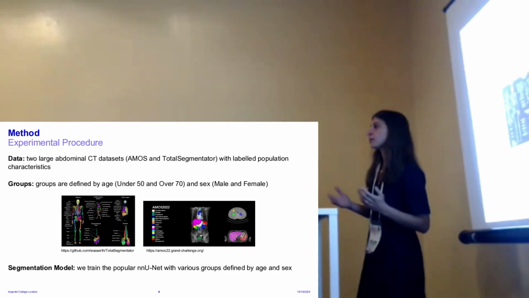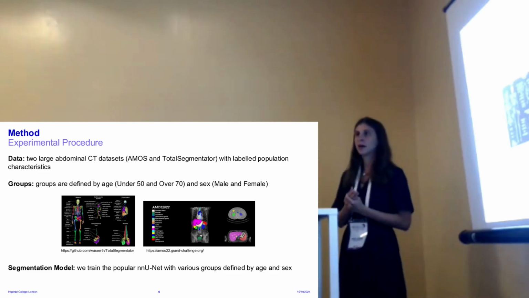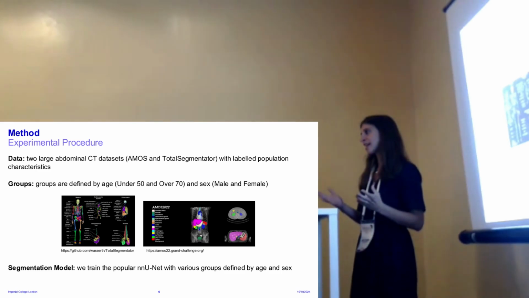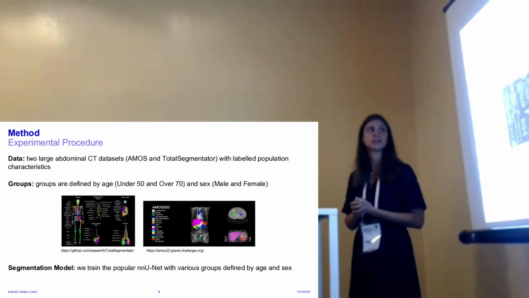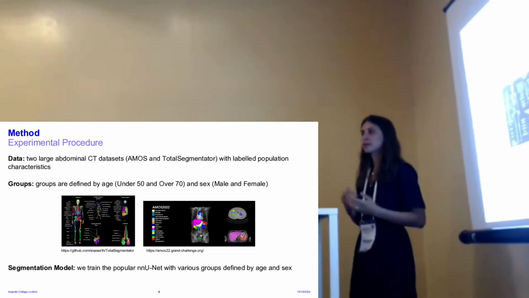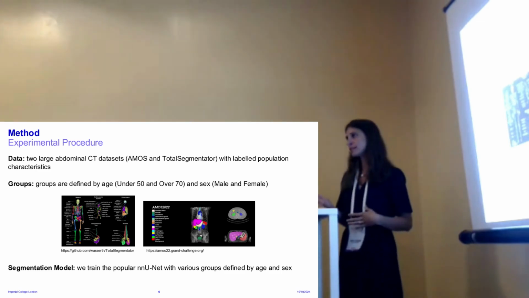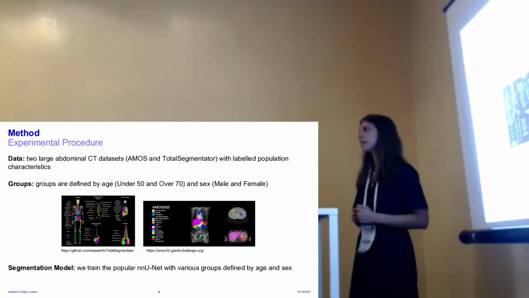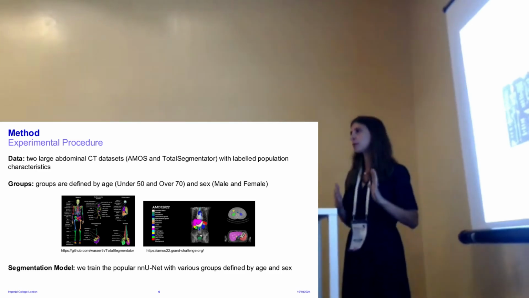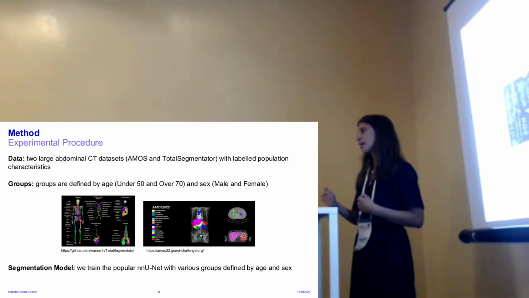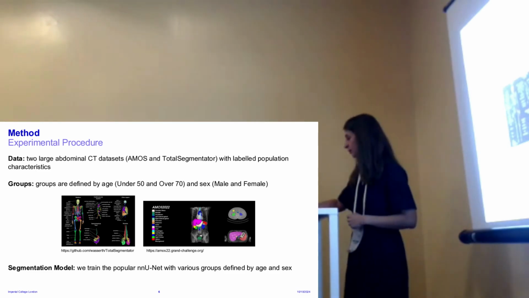So we use two large abdominal data sets, AMOS and TotalSegmentator, you might be familiar with them. The main reason for choosing these is that they are one of few CT abdominal data sets to come with labeled patient characteristics. So we use these characteristics to create groups that are defined by age and sex. So we have under 50s, over 70s, and male and female. And then we use these groups to train a U-Net model to segment four abdominal organs. And we are essentially switching the training and testing groups according to these demographic groups we define.